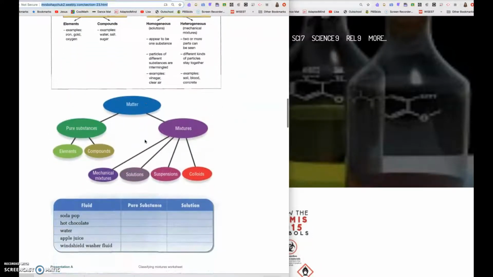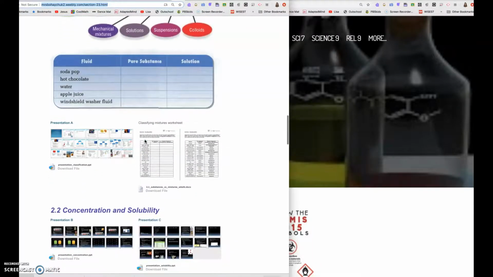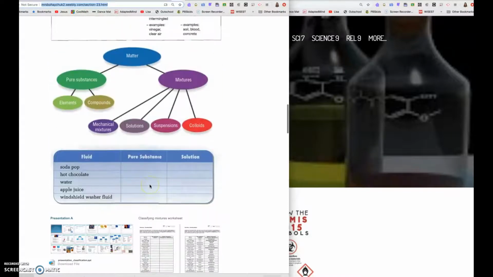Then I ran through what section 2 is going to be about. This classifying substances bubble chart at the top is going to take a full day.